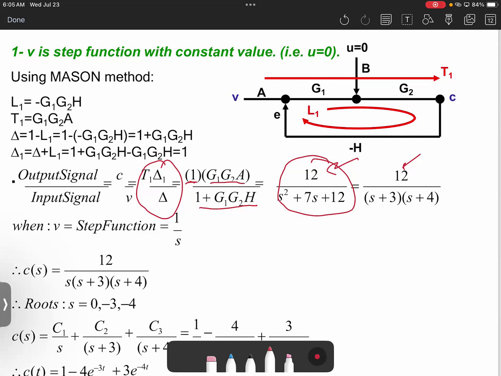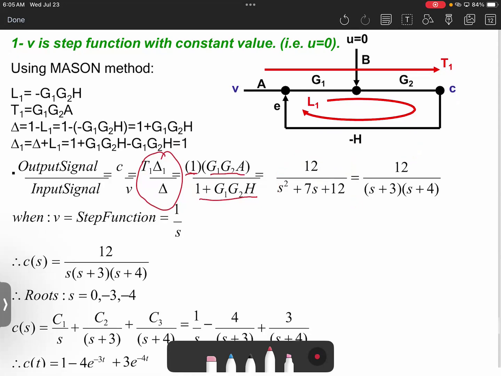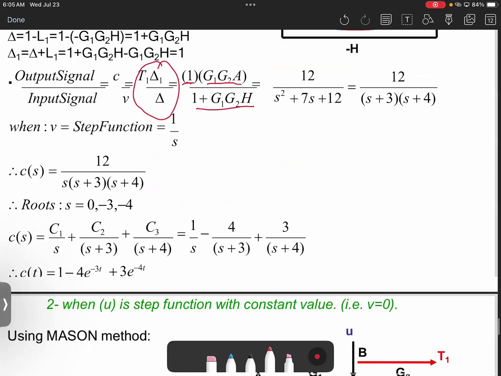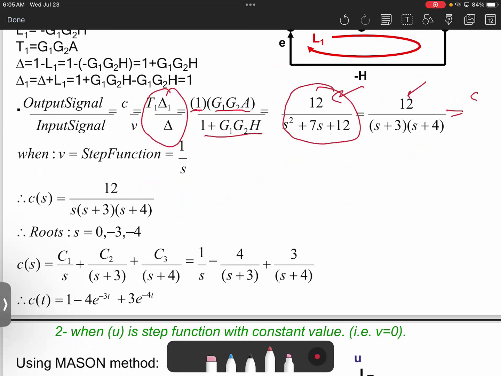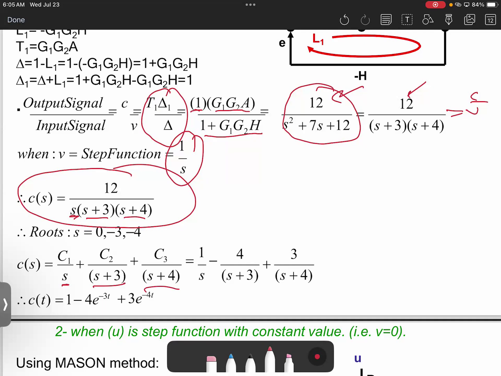Then after that, let's do partial fraction expansion, because here the transfer function equals C over V. Assume V as a step function 1 over S. This yields C as 12 over S, S plus 3, S plus 4. Then do partial fraction expansion, C1 over S, C2 over S plus 3, C3 over S plus 4. Then after doing the partial fraction expansion, it will be like this. Then do it in the time domain.